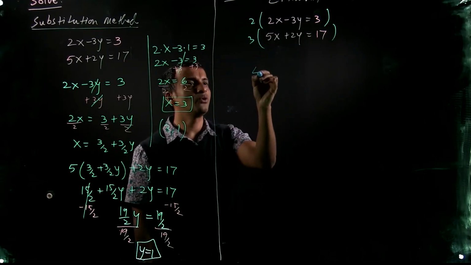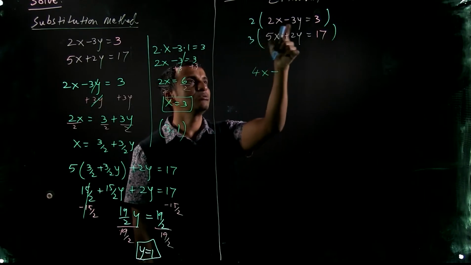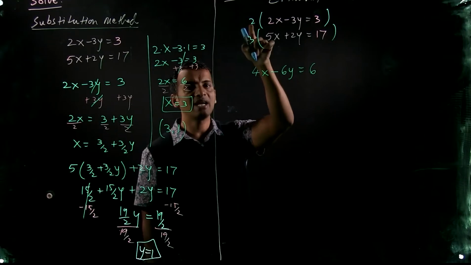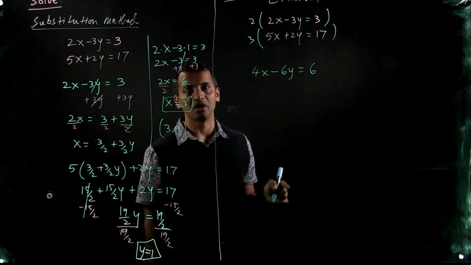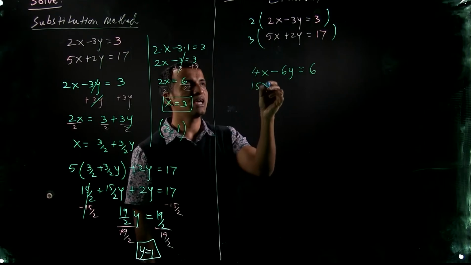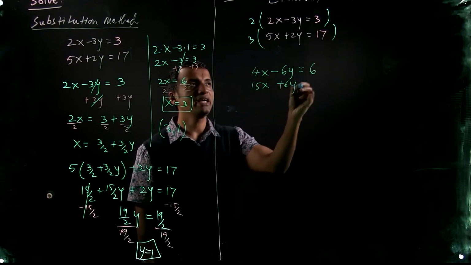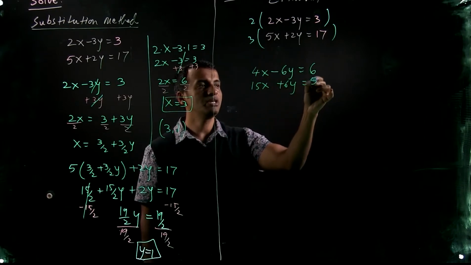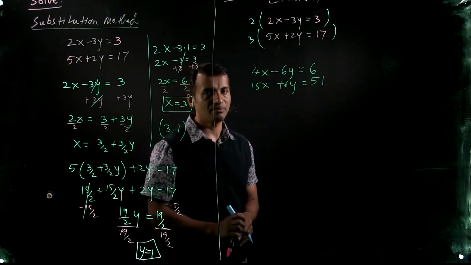Okay, let's do that. So the first equation will be 4x minus 2 times 3, which is 6y, equals 2 times 3, which is 6. So you distribute that 2 for everything there. Next is 3 times 5, which is 15x, plus 6y equals 17 times 3. How much is that? 51. That's right.